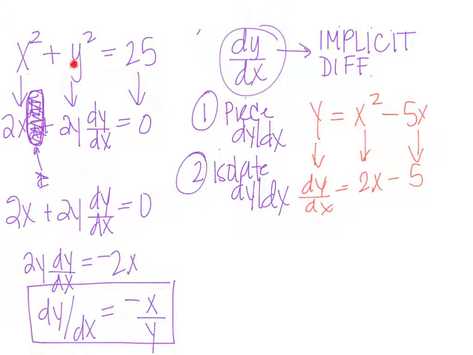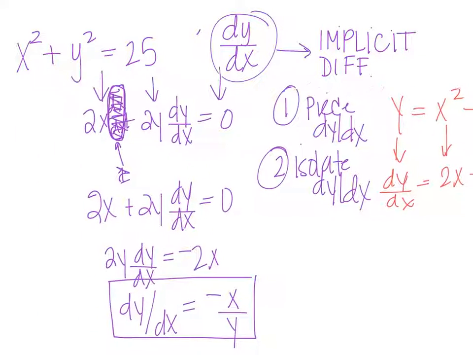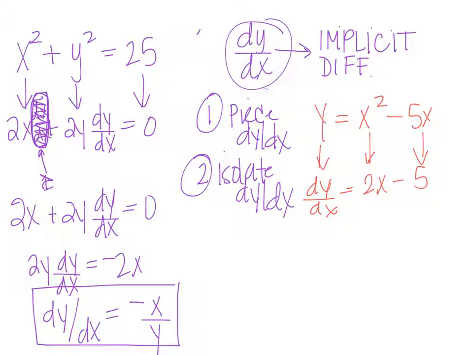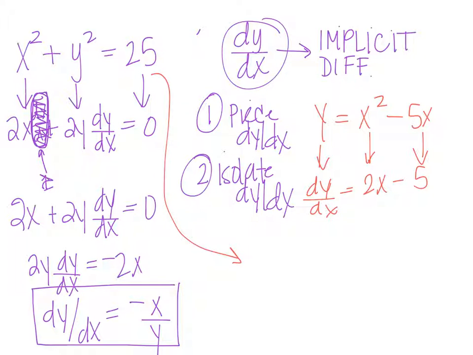That's a circle. x squared plus y squared equals 25. That's a circle with a radius of 5. And every tangent line on that circle will have this formula for the slope of the tangent line. So let's say we want to find the slope of the tangent line at the point, I don't know, 1, 3. So find the slope of the tangent line of this circle at the point 1, 3.